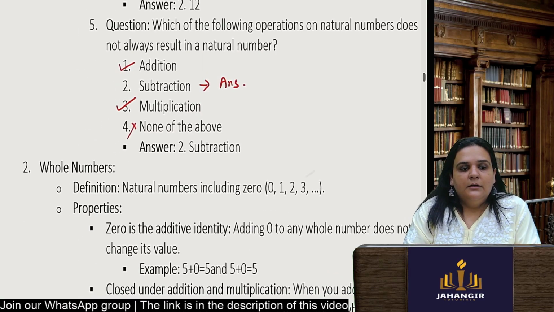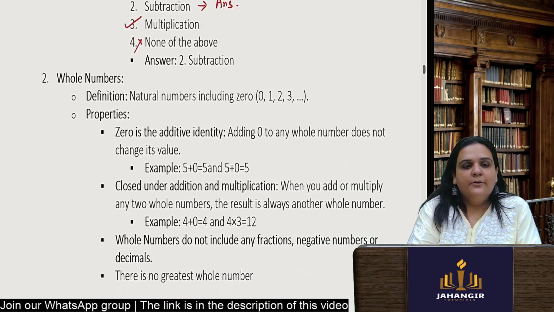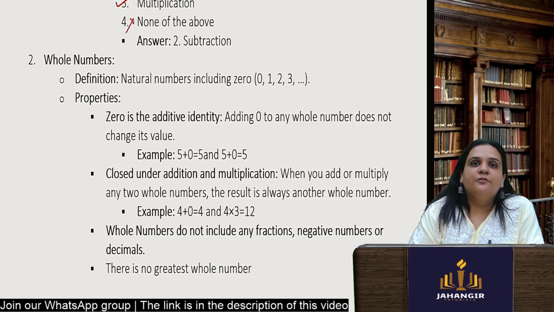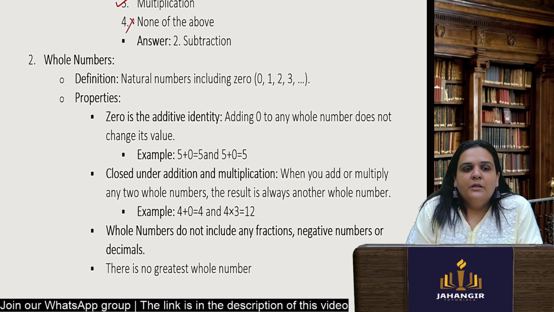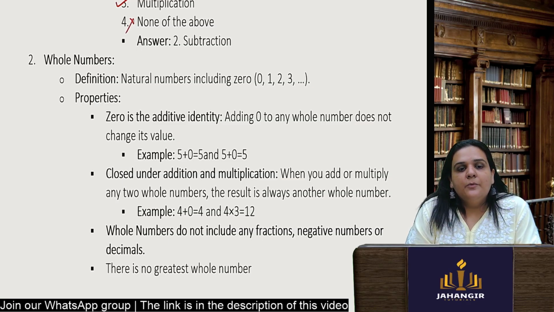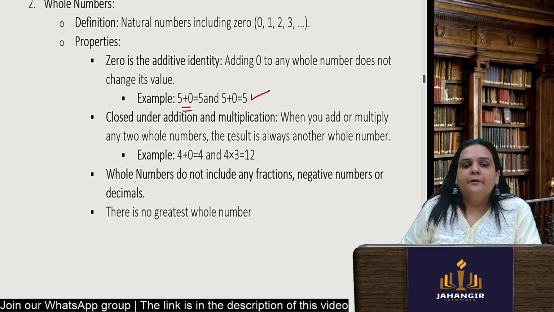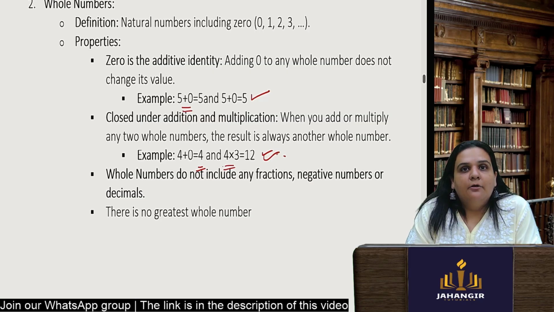Right? Okay. Now I am moving to the next type of number, which is whole numbers. So it is basically the natural numbers, but it begins from 0 now. What will happen if I add 0 to any number? I will get the number itself. So 5 plus 0 is 5, 4 plus 0 is 4, and 4 into 3 is 12. So when you add or multiply any two whole numbers, the result is always another whole number.